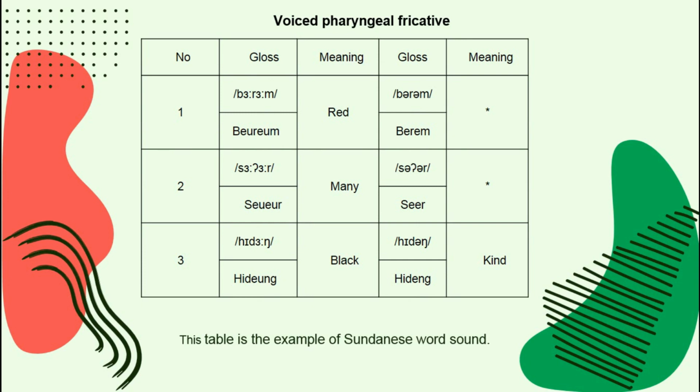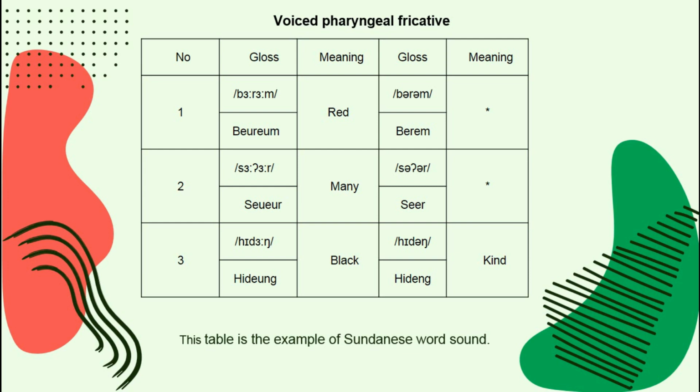Number 1 is the word sound of berem, which means red. When a non-native Sundanese speaker pronounces it as berem, there is a change from e to e. Sundanese people don't recognize the sound berem; it is meaningless. Number 2 is also the same. The Sundanese word is seer, pronounced as seer. When a non-native Sundanese speaker pronounces this as seer, it is also an unrecognized sound for Sundanese people.